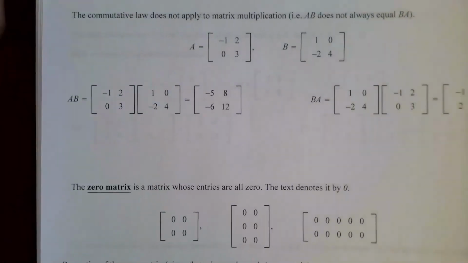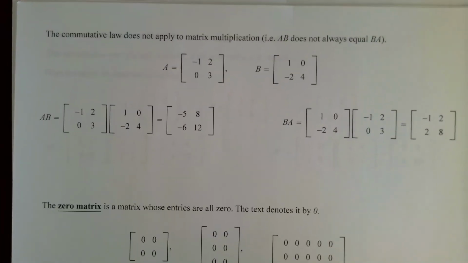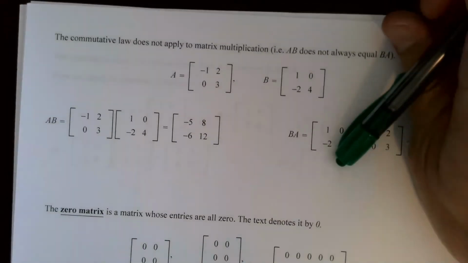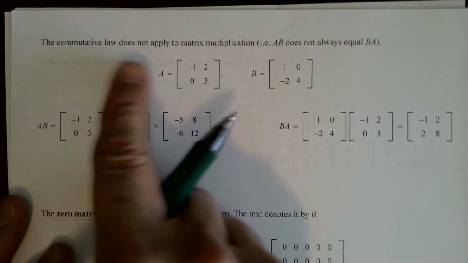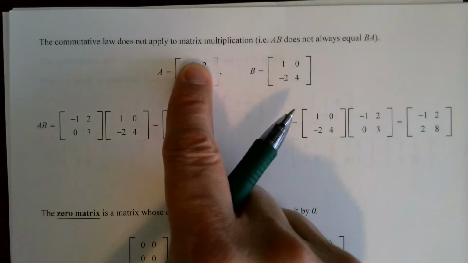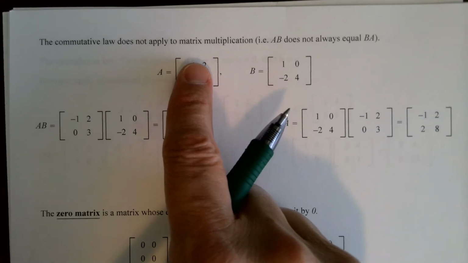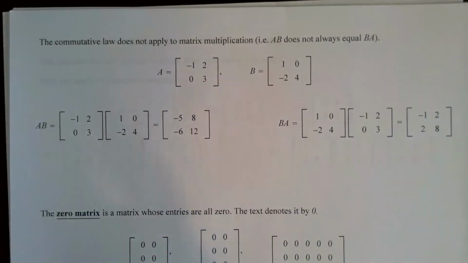Okay, I want to look real quick, before we stop this video, at some properties that do not apply. So I've already mentioned this one. The commutative law does not apply to matrix multiplication. We looked at examples where you can multiply A times B, but you can't even multiply B times A because that middle number doesn't match up.